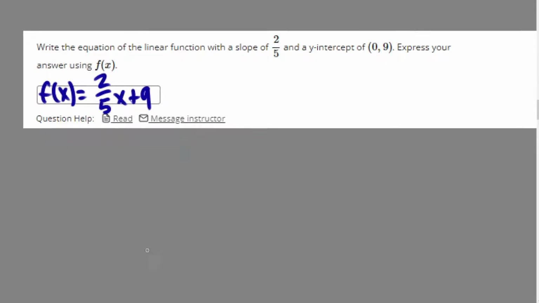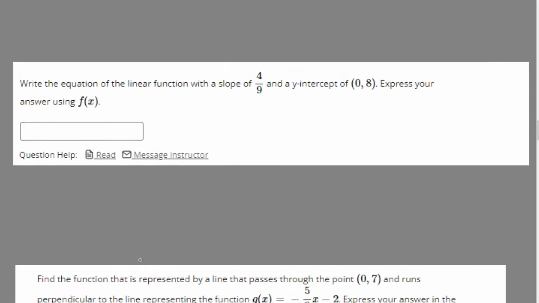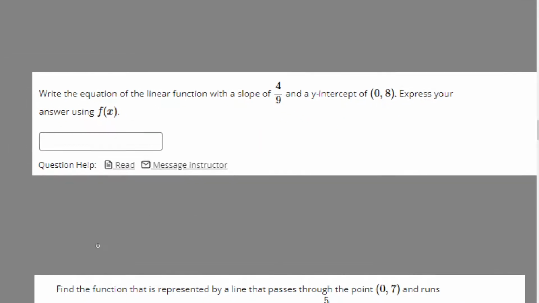Boom, easy as that. Write the equation of the linear function with a slope of 4 over 9 and a y-intercept of 0, 8. That is the same thing. F of x is equal to 4 over 9 x plus 8.